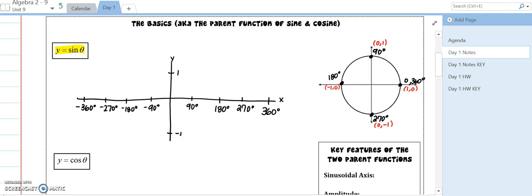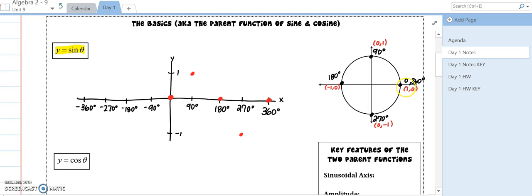So if we think about sine, why don't we start at 0 degrees, which is right at the origin. At 0 degrees, our y value is 0. Then if I move to 90, the y value or sine value is 1. At 180 degrees, the y value or sine value is back to 0. At 270, we're down at negative 1. And if we make it to 360, we're back at 0.